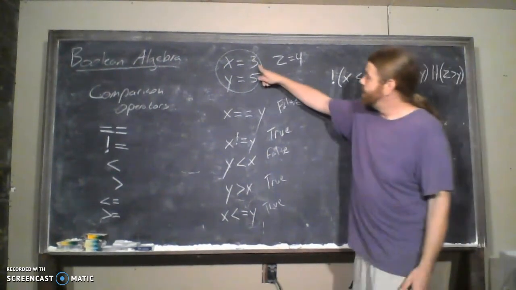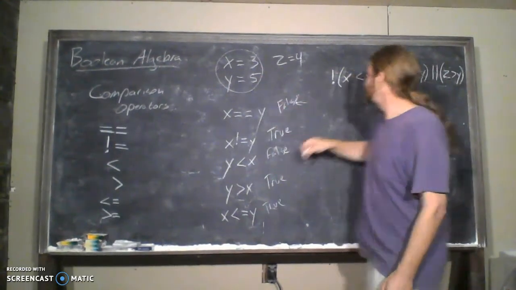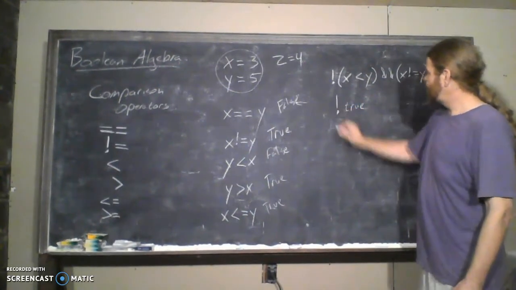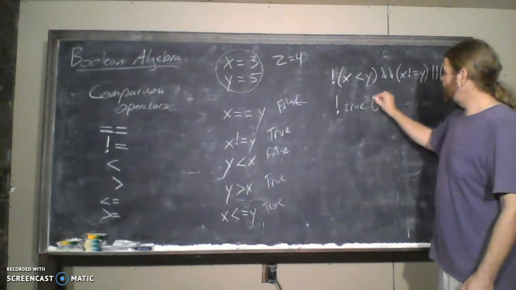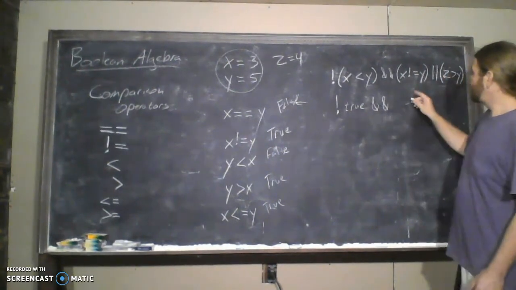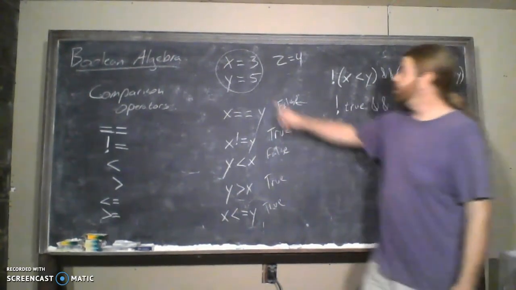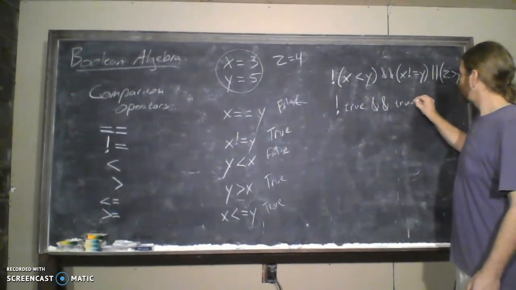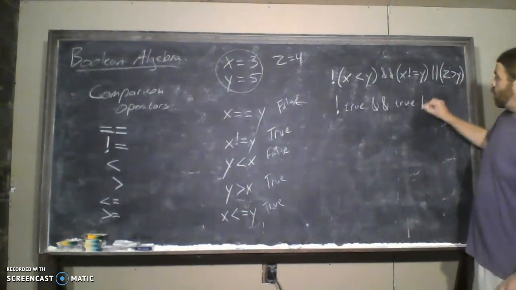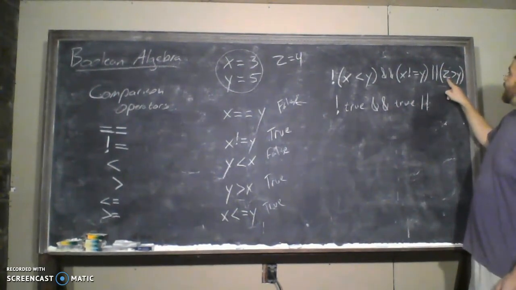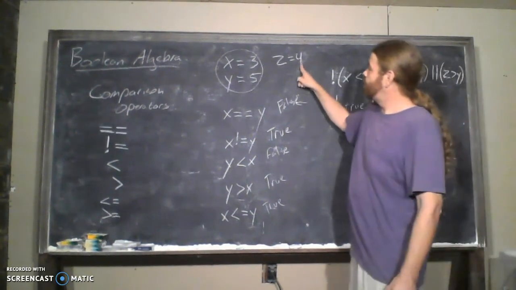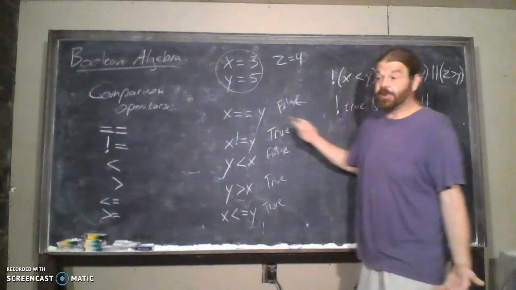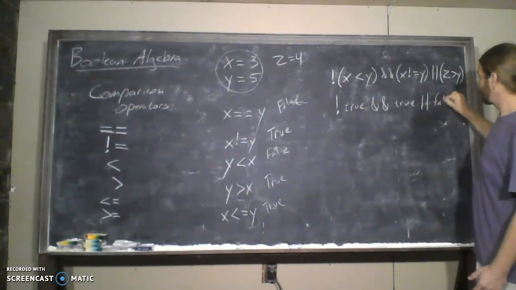x less than y. Well, 3 is less than 5, so that's going to be true. And x not equal to y. Well, 3 is different than 5, so that one's true. Or z bigger than y. z bigger than 5 is going to be false.